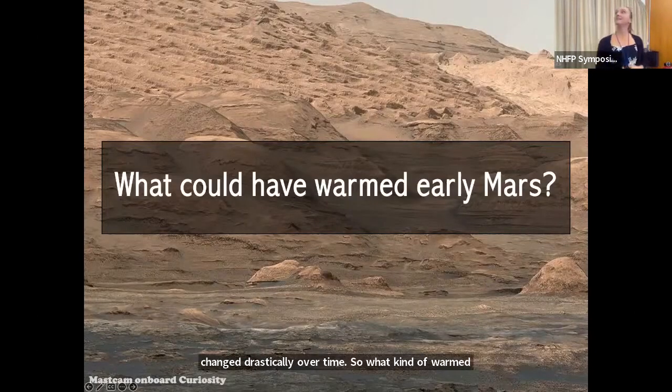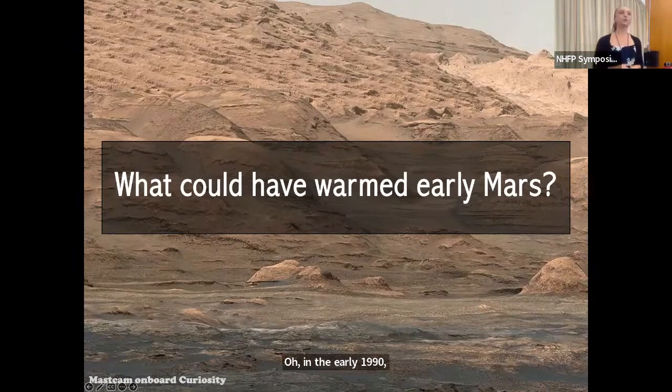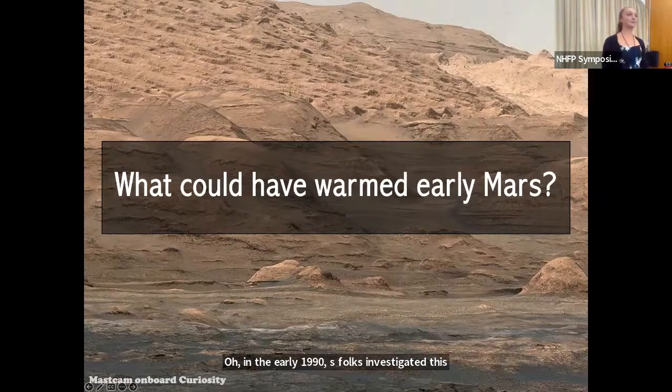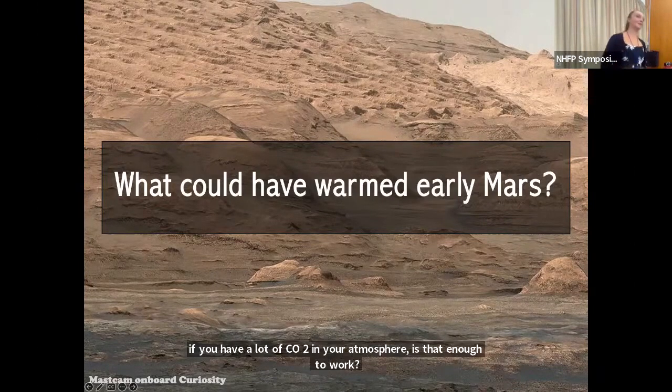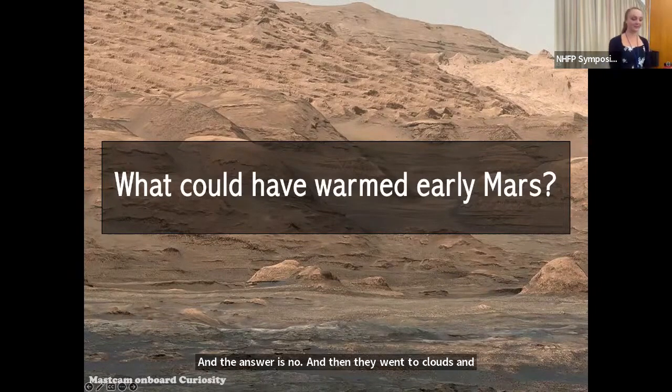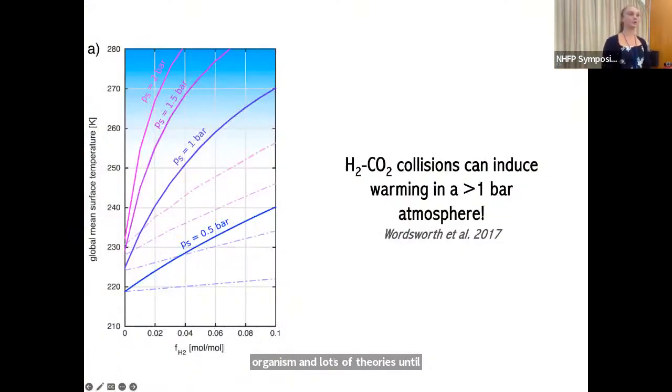In the early 1990s, folks investigated this question first with just a simple greenhouse model of if you have a lot of CO2 in your atmosphere, is that enough to warm it? And the answer was no. And then they went to clouds and volcanism and lots of theories until finally they went back to the 1 or 2 bar approach, but added a little bit of hydrogen into your atmosphere. And they found that when hydrogen collides with CO2, it induces a transient dipole moment in that exact time that it collides. And so those collisions, even with just a fractional amount of hydrogen, maybe 5 or 10%, can cause enough warming to sustain water in a 1 bar atmosphere.